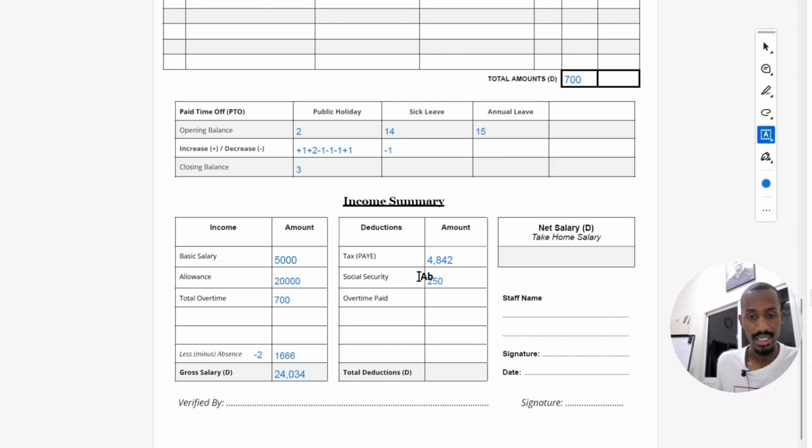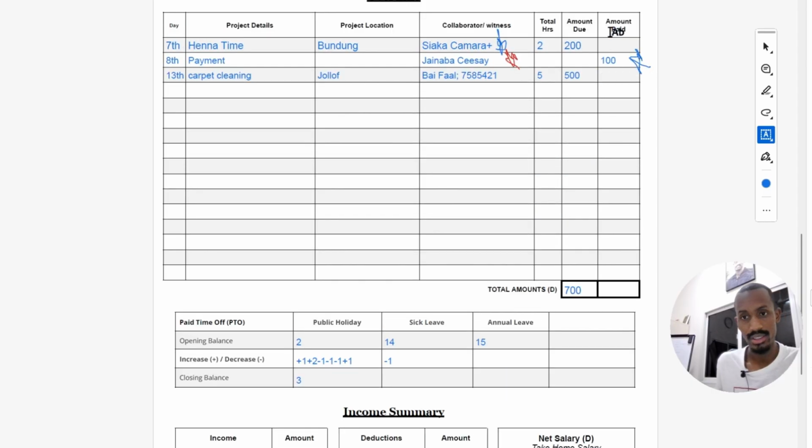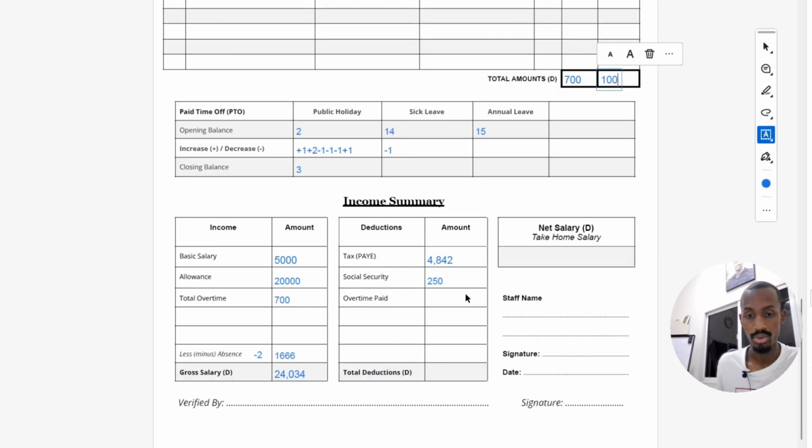So again here, overtime pay. Remember, I requested for them to pay me $100. Total overtime here is supposed to be how much? 100. Okay, so I add it here. It's already paid to me. So if it's paid to me, it will be deducted here.